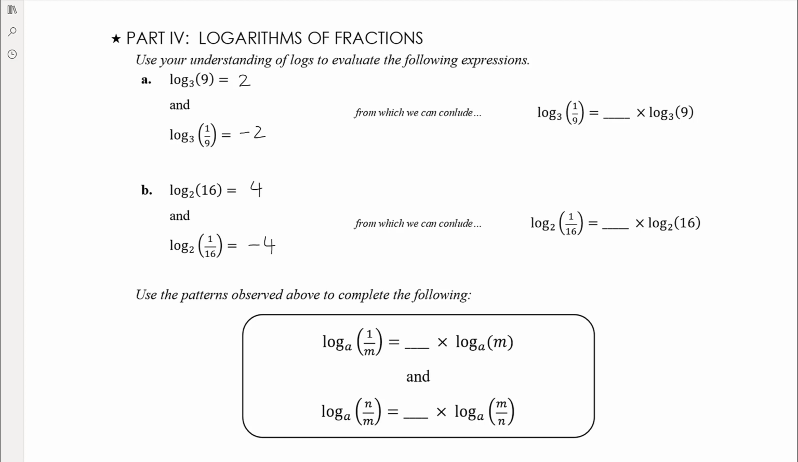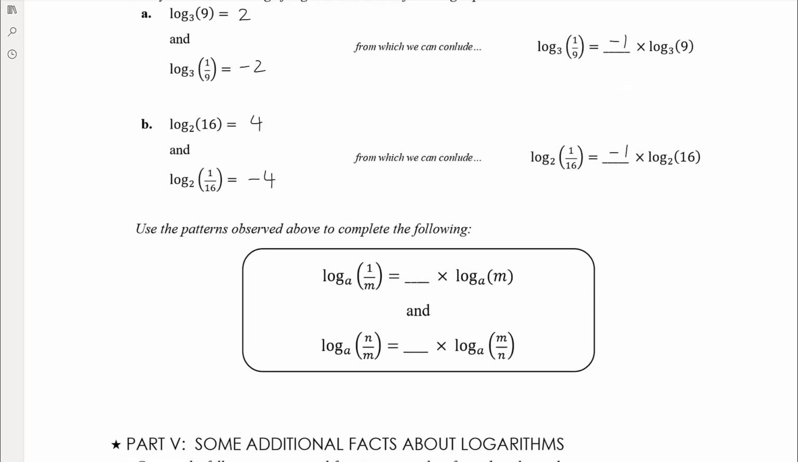So what we're seeing here is actually log base 3 of 1/9 is just the negative of log base 3 of 9. Log base 2 of 1/16 is just negative 1 times log base 2 of 16. So if we have log of a fraction, we can think about the fact that 1/m is m to the power of negative 1, and then we can bring that negative 1 out the front. So this is the same as log a of m to the negative 1. My log laws tell me the negative can come out the front. So it's the same as negative log a of m.